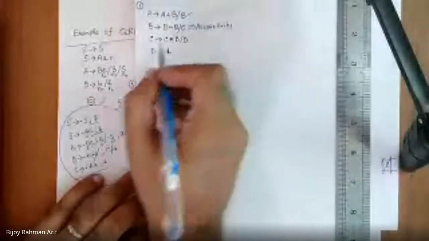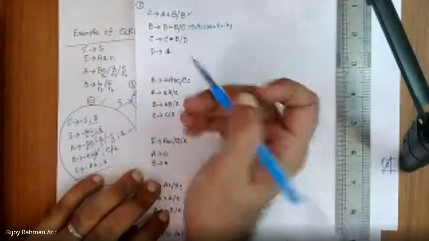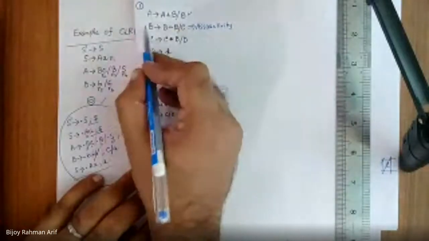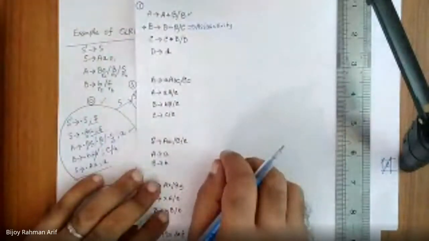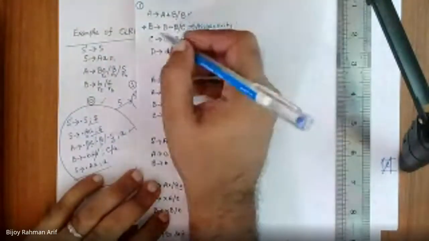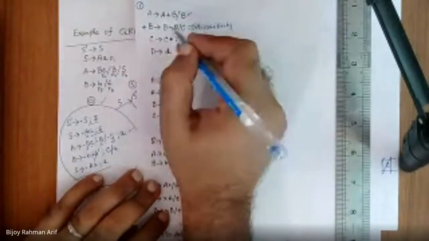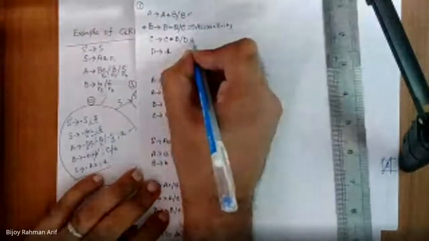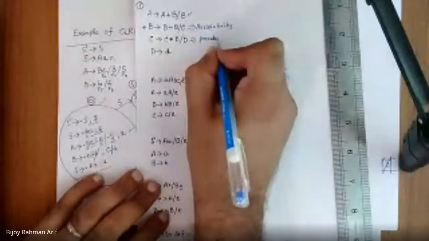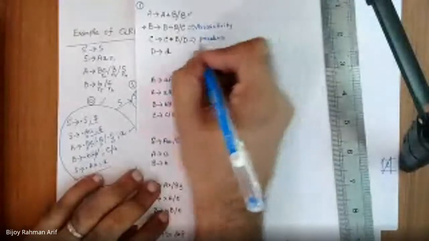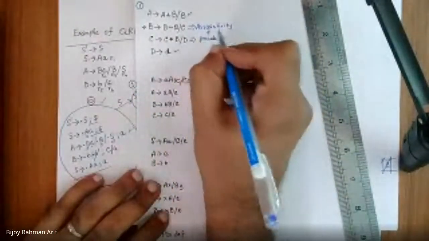Now let's go to this production. C derives C star B. Then what? Again, you can come back to this production. Actually, you can go from B to C, then C to B. Again, B to C, C to B. So again, here, the precedence is also a problem. So the problem is both. The associativity plus precedence, both are problematic.